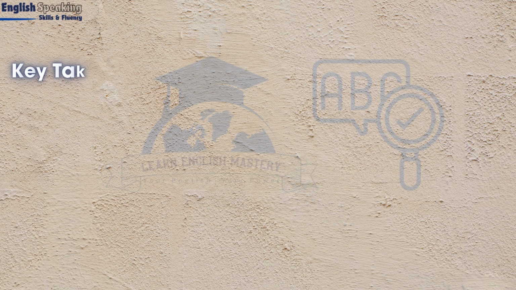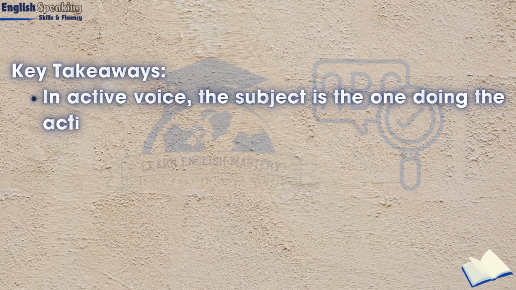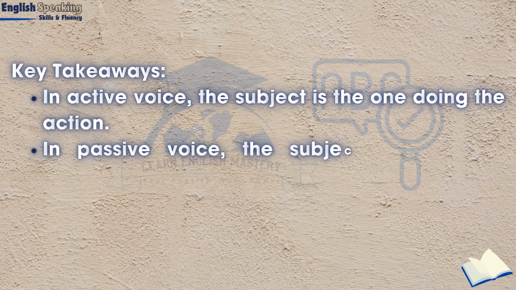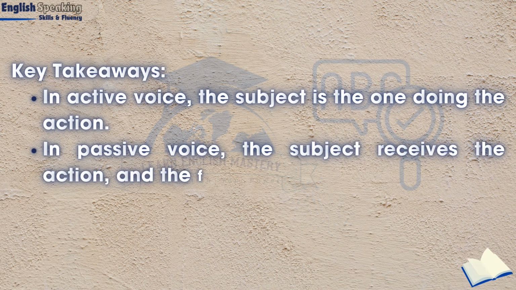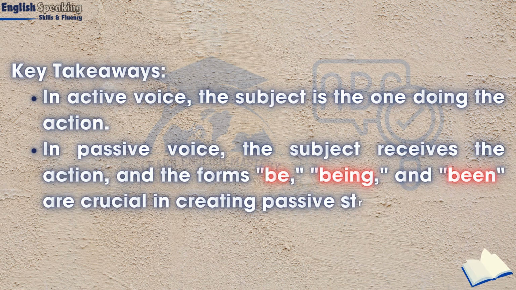Key takeaways: in active voice, the subject is the one doing the action; in passive voice, the subject receives the action, and the forms be, being, and been are crucial in creating passive structures.